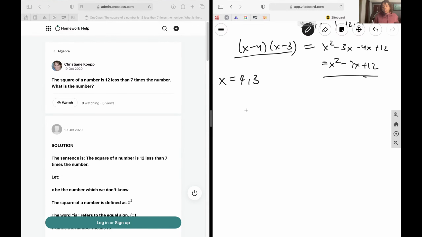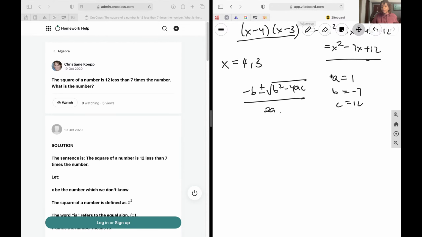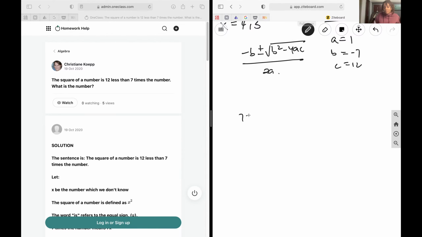Additionally, let's just run through quadratic. So we have negative b plus or minus the square root of b squared minus 4ac, all over 2a. In my expression, I have a is equal to 1, b is equal to negative 7, and c is equal to 12. So let's just go ahead and plug those in. So I get 7 plus or minus the square root of 49 minus 4 into 1 into 12, all over 2 by 1.